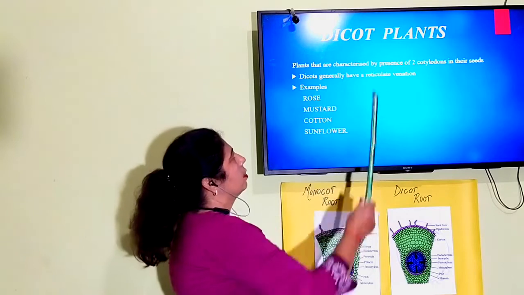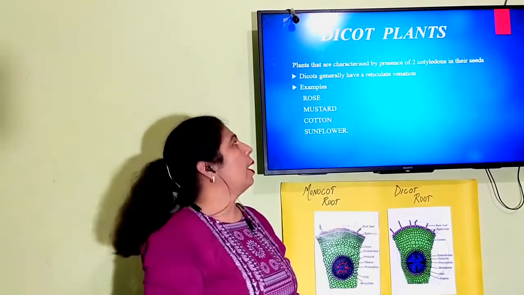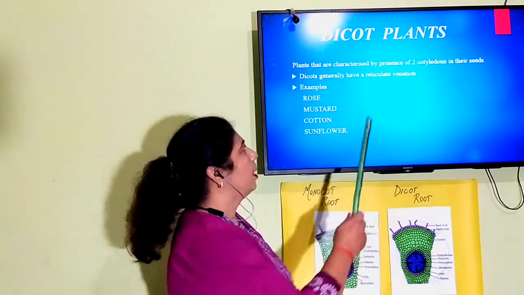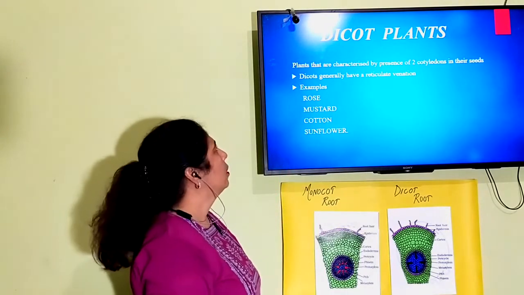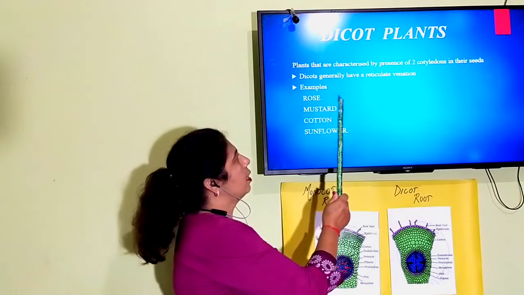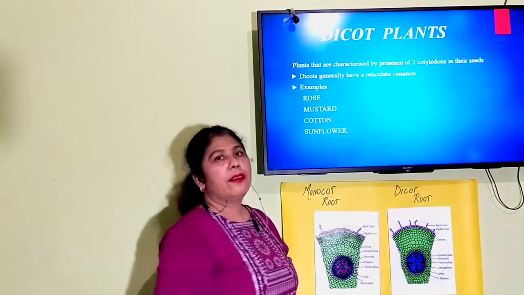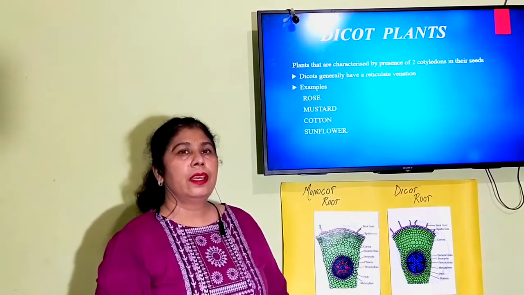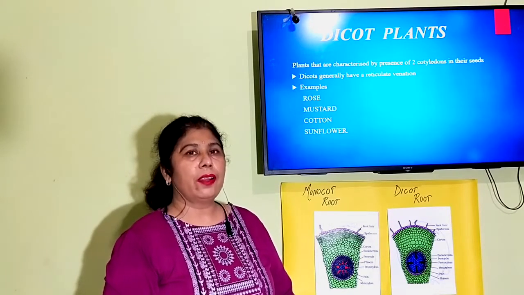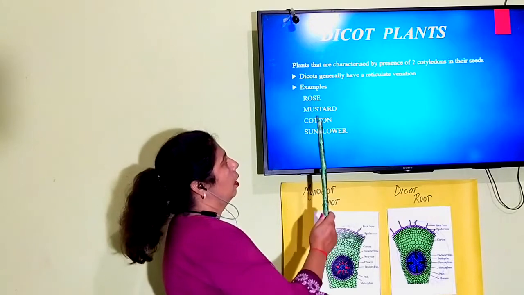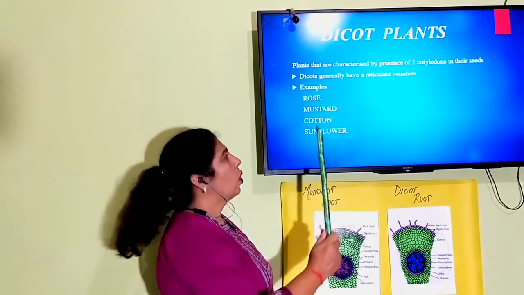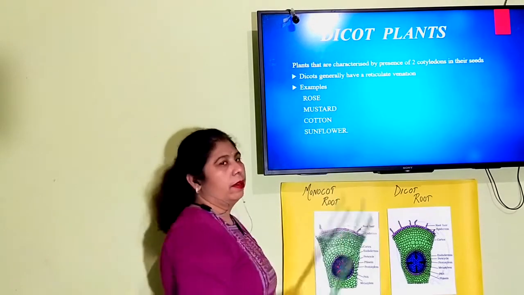Dicot plants. Dicot plants are characterized by the presence of two cotyledons in their seeds. Dicots generally have a reticulate venation in their leaves. Some examples of dicot plants are rose, mustard, cotton and sunflower.